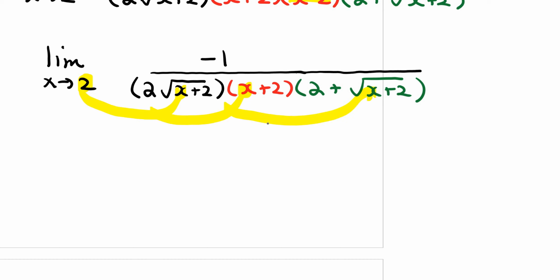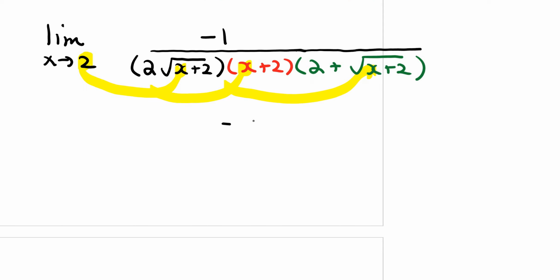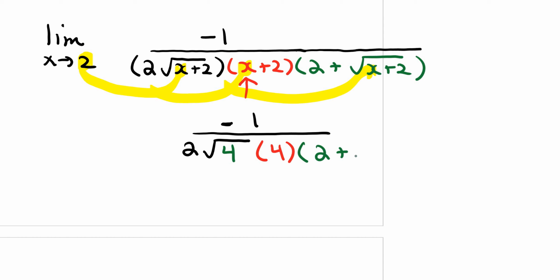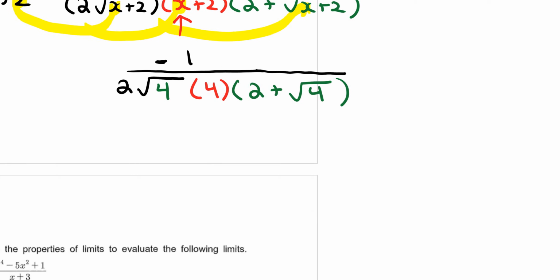So if we go ahead and finish off a final direct substitution step here, I get 2 times the square root of 2 plus 2, which is 4. And then bracket, if I plug in a 2 in there, I get 2 plus 2, which is 4. And then 2 plus the square root of 2 plus 2, which is 4 again. Okay, so we're almost there here. So a line or two more here.